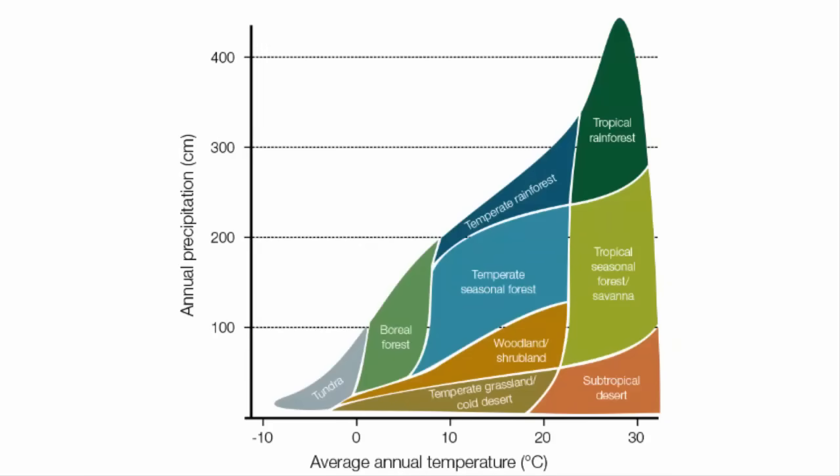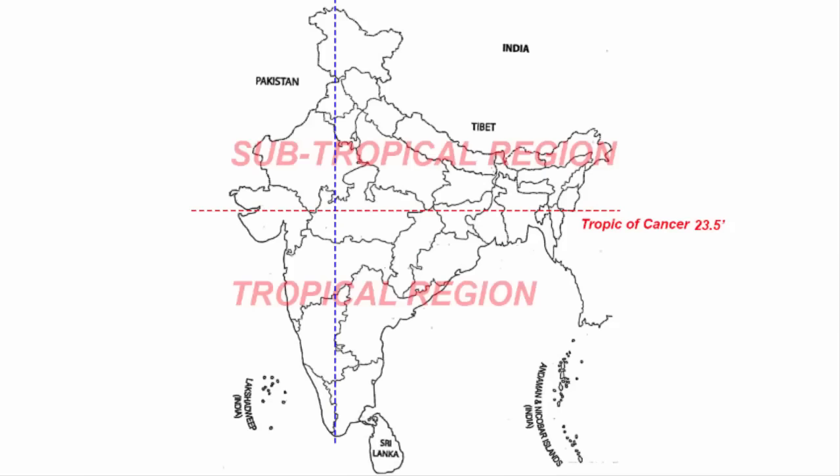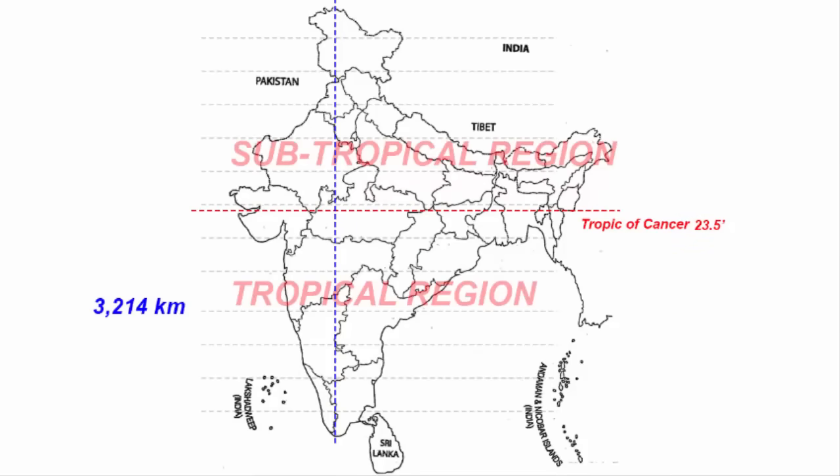Now, temperature and rainfall is an important factor that affects the distribution of natural vegetation. If you look at the total length of India from north to south, it's about 3,214 kilometers. With that much of landmass, there's a huge latitudinal variation, which in turn has a tremendous effect on the climate. The variation in climate from warm Kerala to cold Kashmir is due to a large latitudinal extent.